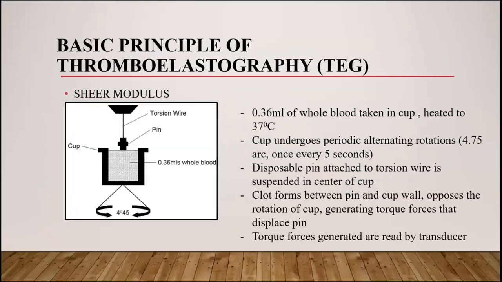The basic principle of thromboelastography, or TEG, is based on shear modulus, which is the property of the clot to resist its deformation. In TEG, a disposable cup is there in which the blood sample is collected. A pin suspends from a torsion wire in the center of the cup. The cup oscillates at a fixed interval of 5 seconds, and the clot formation occurs between the pin and the cup wall, which opposes the rotation of the cup, thereby generating torque forces which then displace the pin. The torque forces which are generated are read by the transducer and are interpreted in the form of a trace.